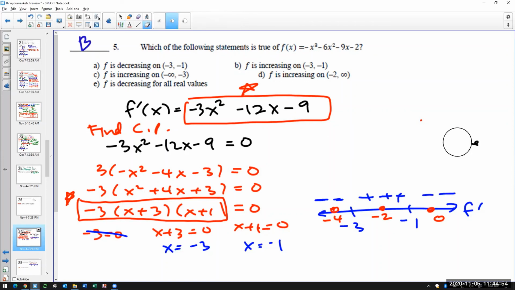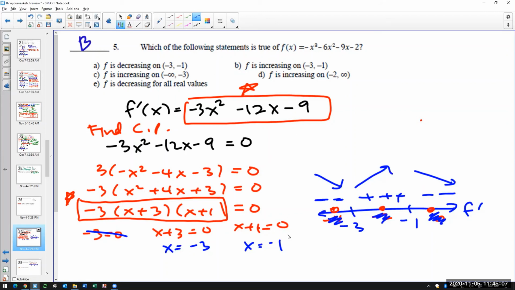So what does that tell me? That tells me that I'm decreasing, increasing, decreasing. Okay. Don't look at these points. Don't look at your test points anymore. They're going to confuse you. Okay. Pull from the critical points and you can choose the right answer. Okay. I'll let you guys go from there.